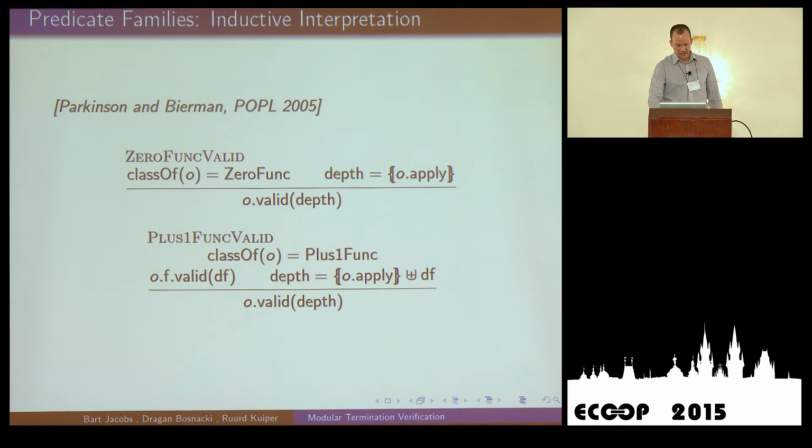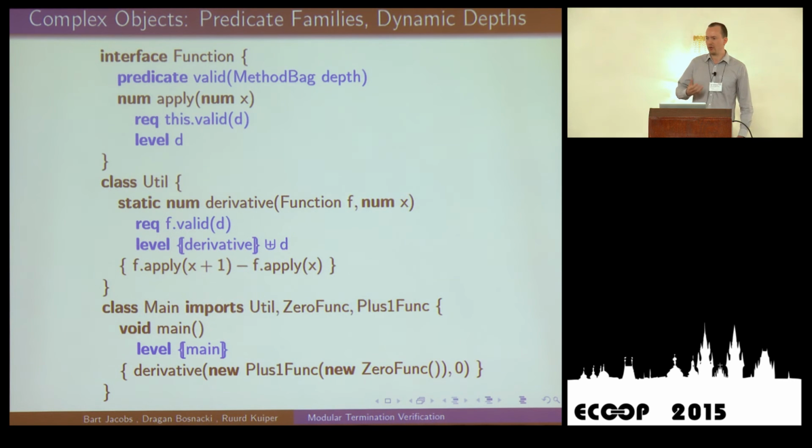This is, again, as I said, existing work from Parkinson and Bierman in POPL 2005, the use of these abstract predicates. So what we do is we piggyback on them to define these dynamic depths of objects. Given that we have such a specification for function, we can now give a specification to the derivative method of UDO. It takes a function f as an argument, and it will require that this function is valid, and it will have some dynamic depth d. And then the level of derivative will be itself, derivative, multiset union d. This will allow it to call f.apply, as well as any helper methods that it wants to introduce in the future.